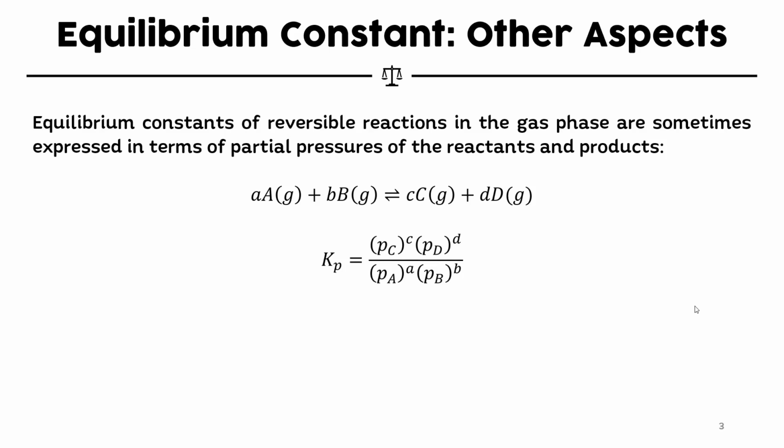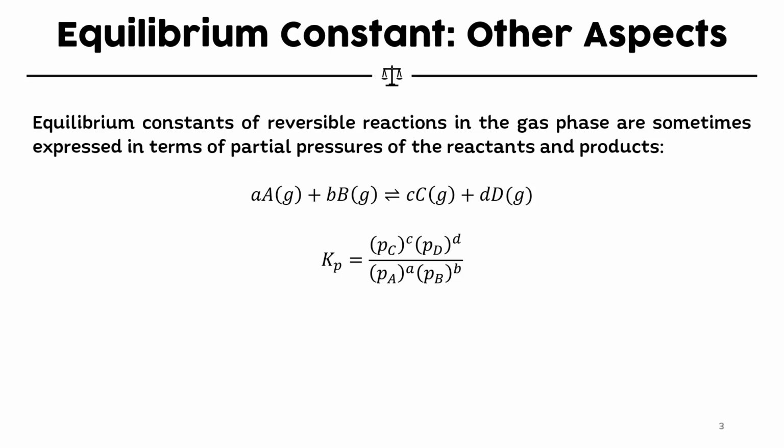Now, this expression of your Kp is not that different from your Kc, because it's still product over reactant, and the partial pressures of your products and your reactants are raised to the power of their respective stoichiometric coefficients in the balanced reaction. But again, the difference is that instead of using their concentration in moles per liter, we're using their partial pressure in terms of atmospheres.